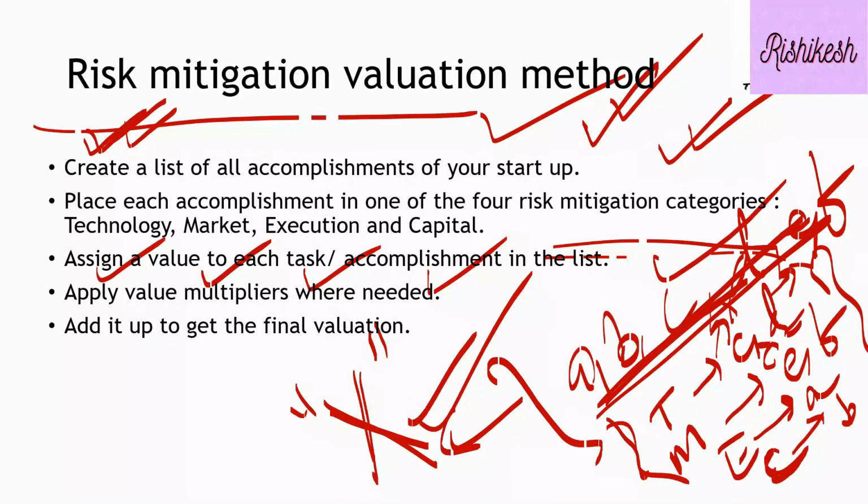So there's a difference between the previous method that we studied, where you were writing all the factors which actually affect the valuation of any startup like you, and then you're writing yes and no, and if yes, you're writing a value against that. In this case, you're writing the actual achievements or accomplishments of your startup, and then you're dividing it into 4 different categories, and then you are assigning value to each of these accomplishments, and then you're adding all these values to come out with a final pre-money valuation.